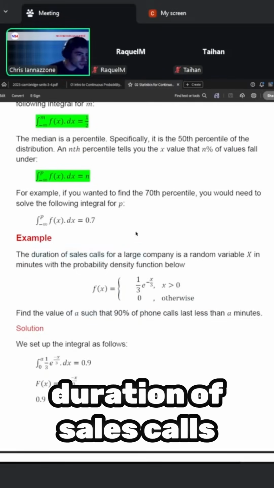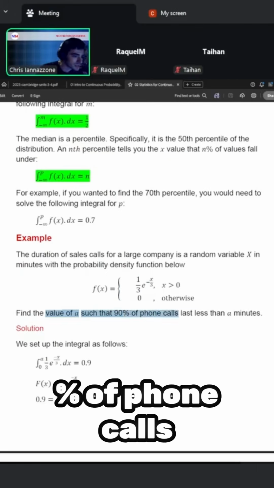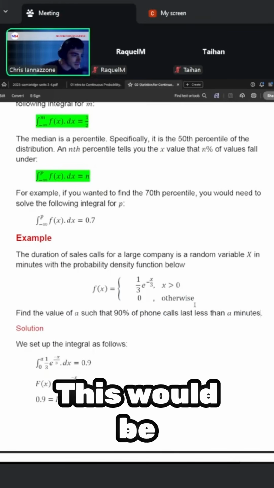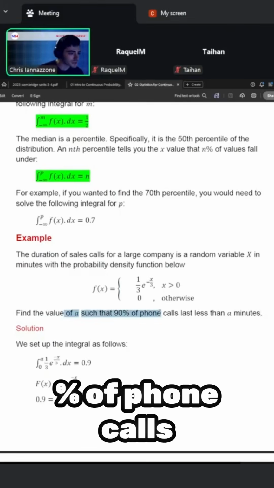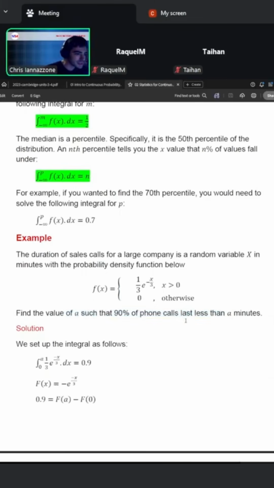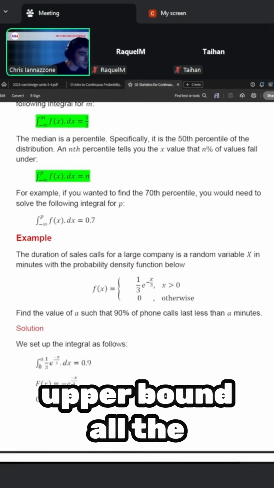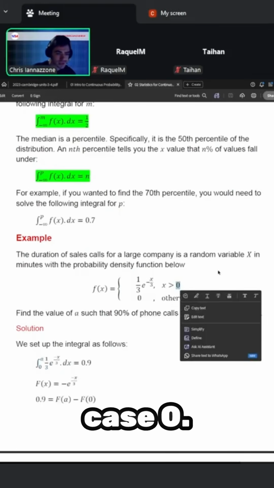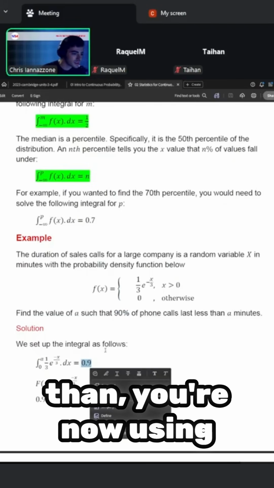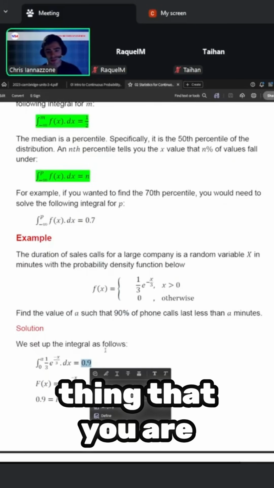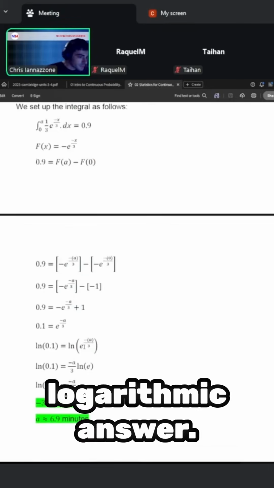So you have your duration of sales calls given by this particular function. Find the value of a such that 90% of phone calls last less than a minute. This would be effectively the 90th percentile. Less than means a is the upper bound, and so you want to go from your upper bound all the way to the absolute lower bound, in this case 0. And because you want to find it such that 90% of phone calls last less than, you're now using 0.9 as the thing that you are equating to. Sub in, simplify, simplify, simplify, you'll get some logarithm answer.